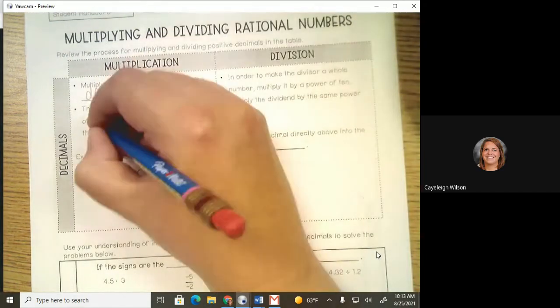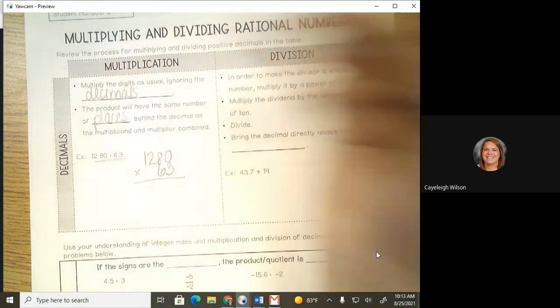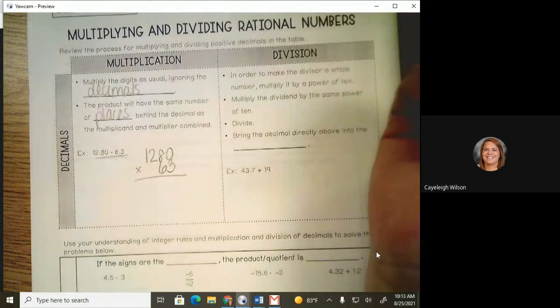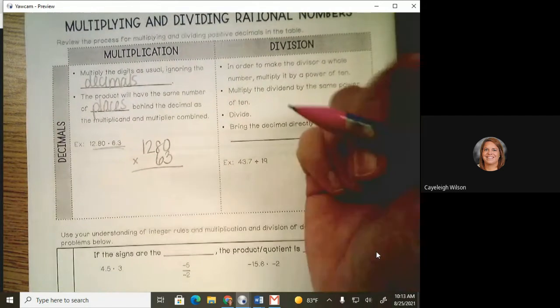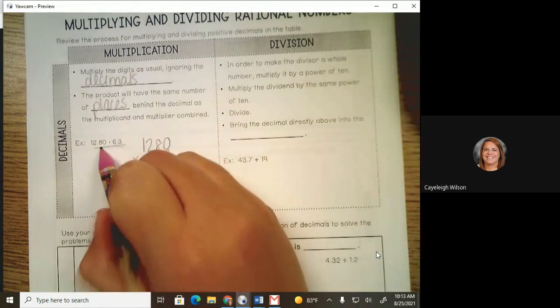The answer has the same number of places behind the decimal as the multiplicand and multiplier combined. So what that means is, see this problem right here?